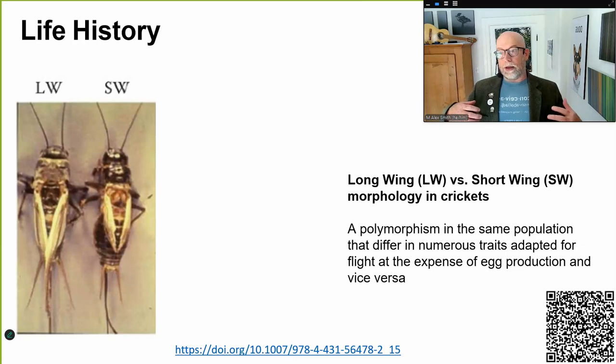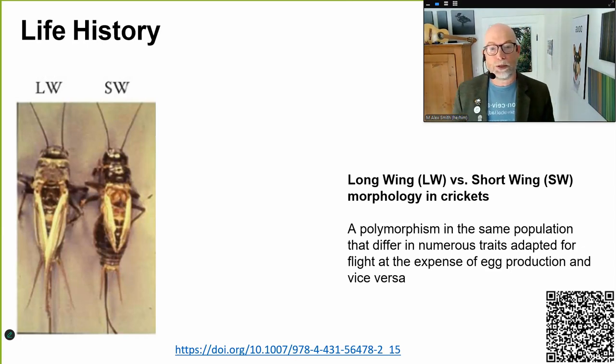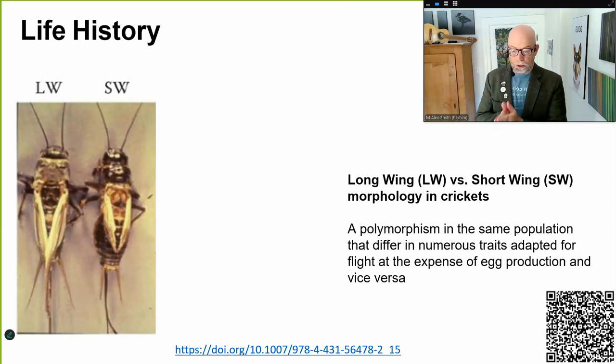So this is expressed in the world of animals and plants, but particularly in invertebrates. And there are some classic expressions here, like with these crickets. Crickets have an intraspecific variability, so a polymorphism, so a defined phenotype. In this case, LWSW, which stands for long wing or short wing morphology in crickets. And so that's that polymorphism. It's in the same population. It's in the same species.